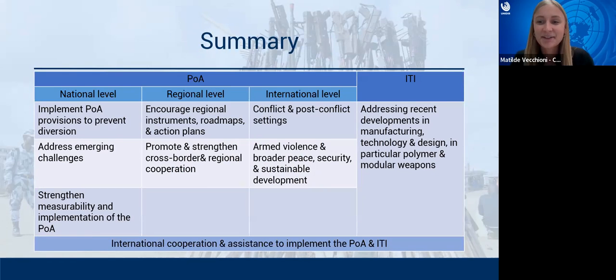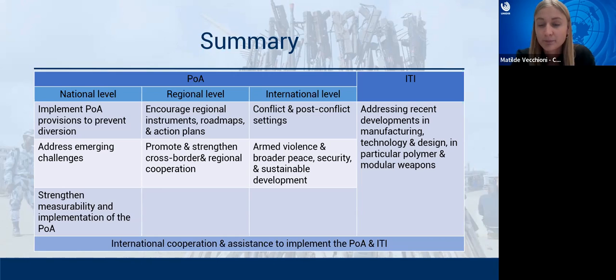I'm at my closing slides, so bear with me another couple of minutes. Here, I'll provide a very short summary, not only of the points that we touched upon in this conversation, but also of the BMS 7 outcome document. As you can see, in terms of the PoA, it touched upon national, regional, and international levels. For what concerns the national level, emphasis was put on the importance of implementing the PoA provisions to prevent diversion, but also to address emerging challenges and strengthen measurability and implementation of the PoA.